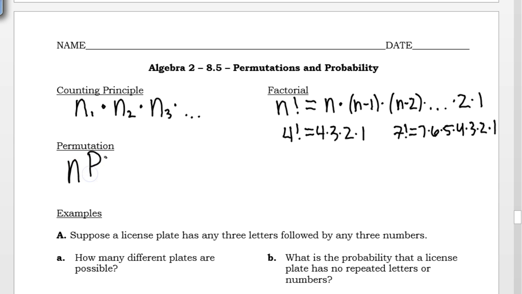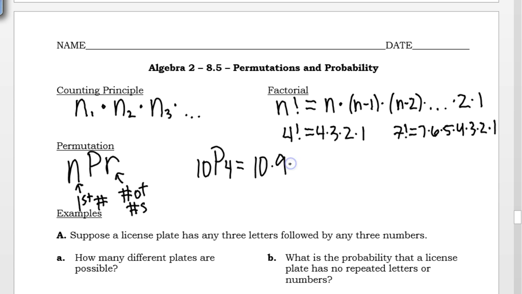Permutation is like that. It has a number, a P, and another number. There's a big fancy formula for it, but I think easier is the n represents the first or the starting number, and the r represents how many numbers. So if I wanted to do 10P4, I would start at 10 and count down just like I did with the factorial, but I wouldn't go all the way down to 1. I would just stop after 4 numbers.